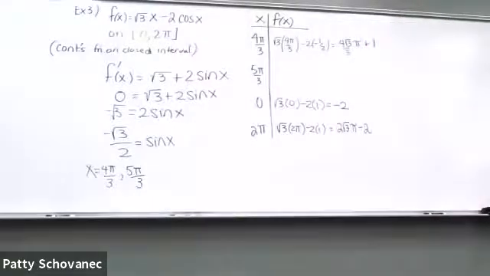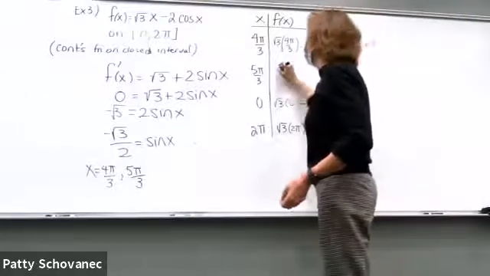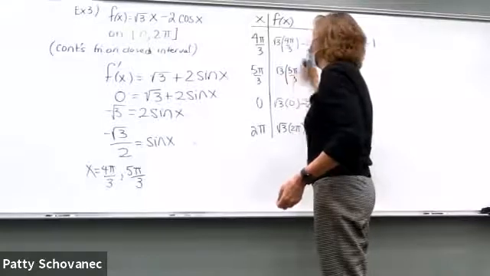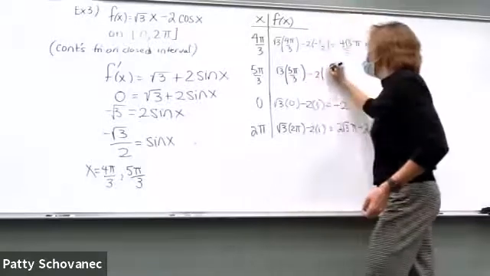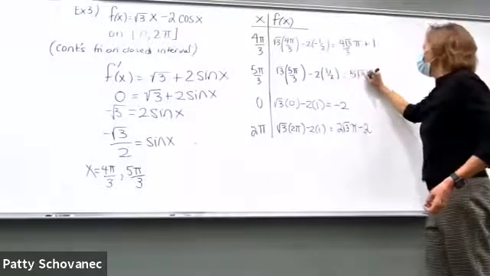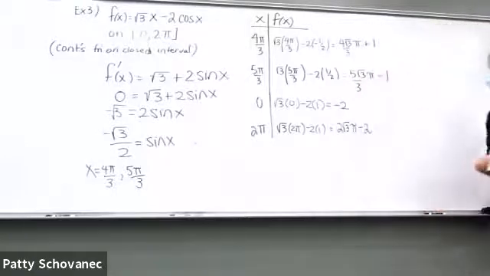5 pi thirds is in quadrant 4, and the cosine is positive 1/2 in quadrant 4. So we have the square root of 3 times 5 pi thirds minus 2 times 1/2. So 5 square root of 3 over 3 times pi minus 1. And I haven't a clue which one of those is the largest. So I'm going to whip out a calculator.